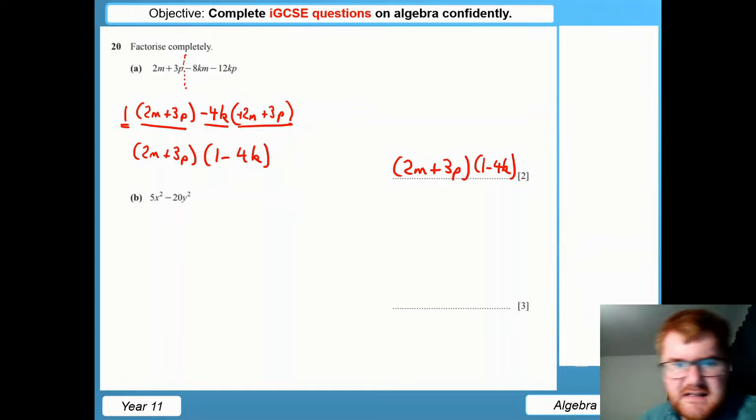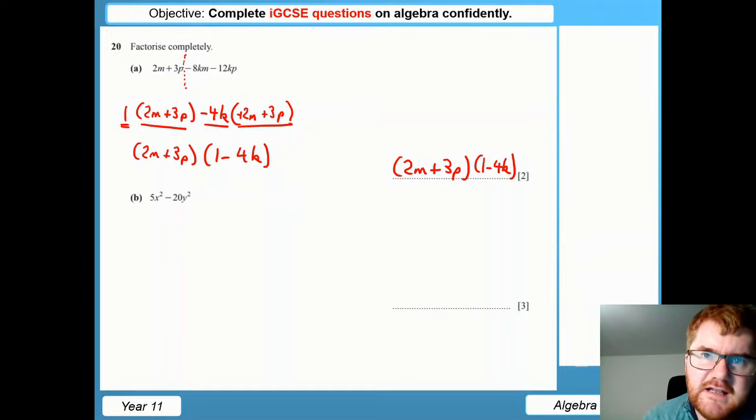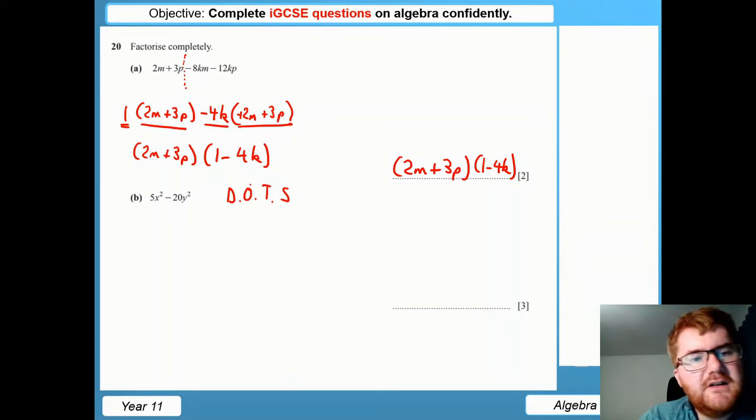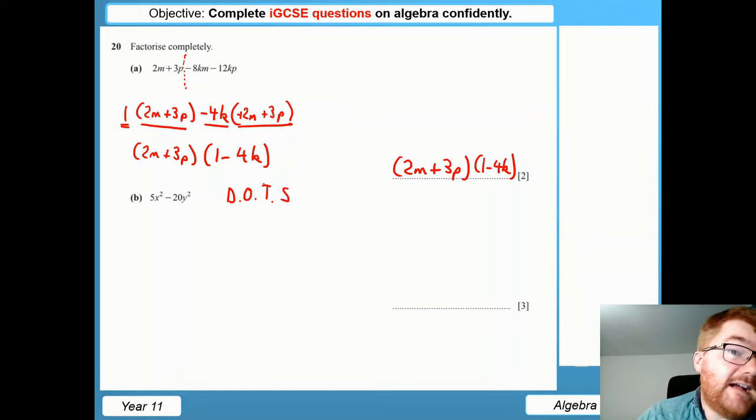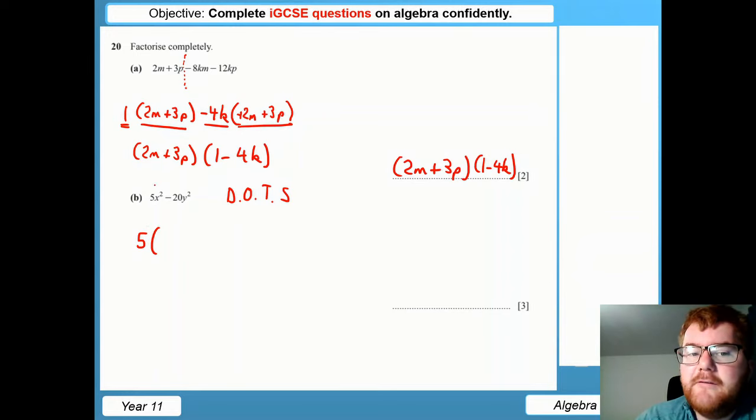Now 20B is a kind of different style of question here. It's going to use something called dots, which I'll be explaining in a moment. The first thing, as I always do in looking at these questions, is there a common factor? There is. 5 goes into both. So I'm going to take a factor of 5 out here. What do I multiply 5 by to get 5x squared? x squared. What do I multiply 5 by to get minus 20y squared? Minus 4y squared.